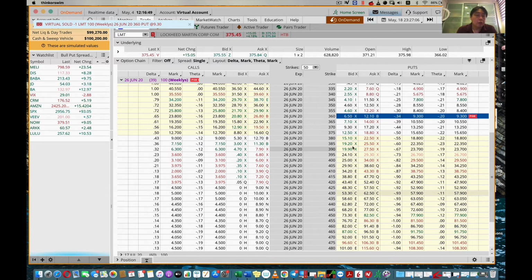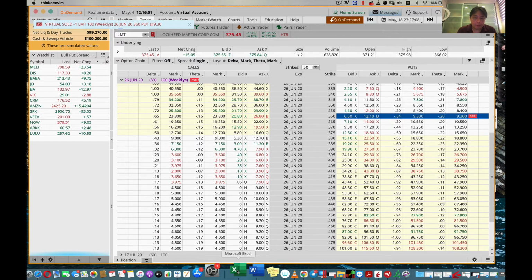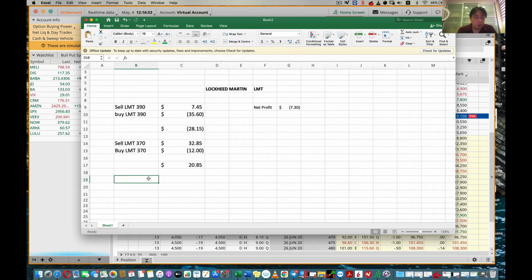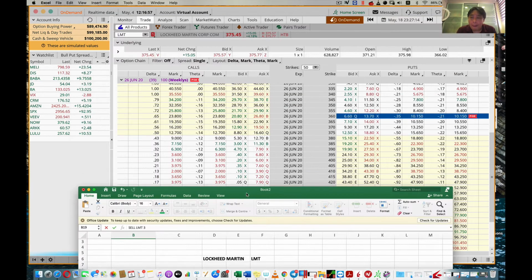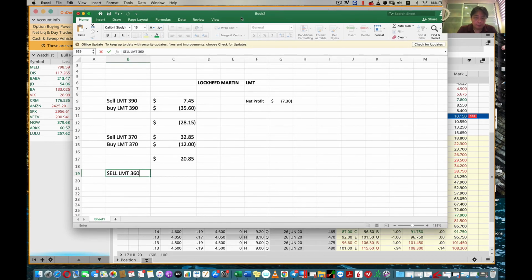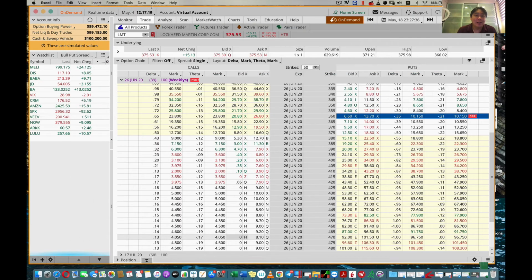Okay, so sold this at $9.30. Which means that now I've sold the 360 and collected $9.30, which will cover this loss. But we then have to see whether we can get this to expire worthless, or we may have to buy it back, right? I don't know. Let's see how it goes.